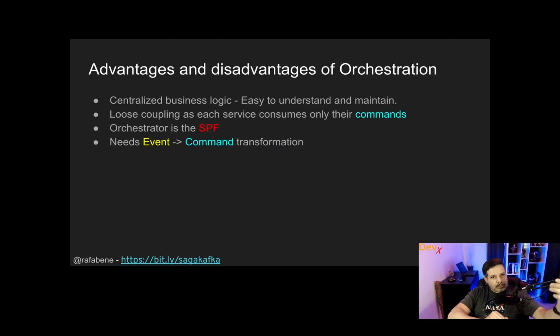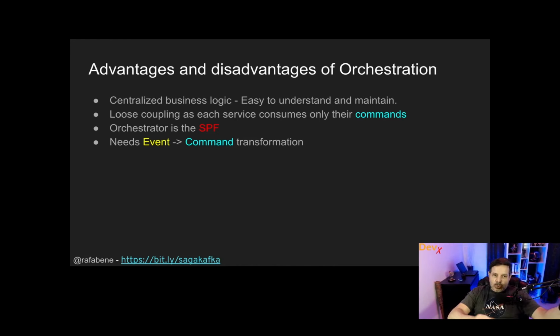Okay, so what are the advantages and disadvantages of orchestration? Well, first, we have centralized business logic, everything inside the orchestrator. So it's easy to understand, it's easy to maintain. We have loose coupling, as each service consumes only its own commands, and the orchestrator is the single point of failure.